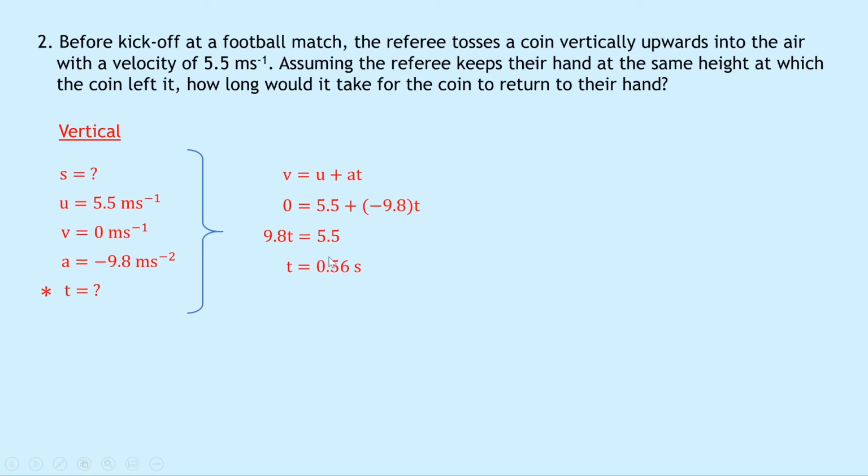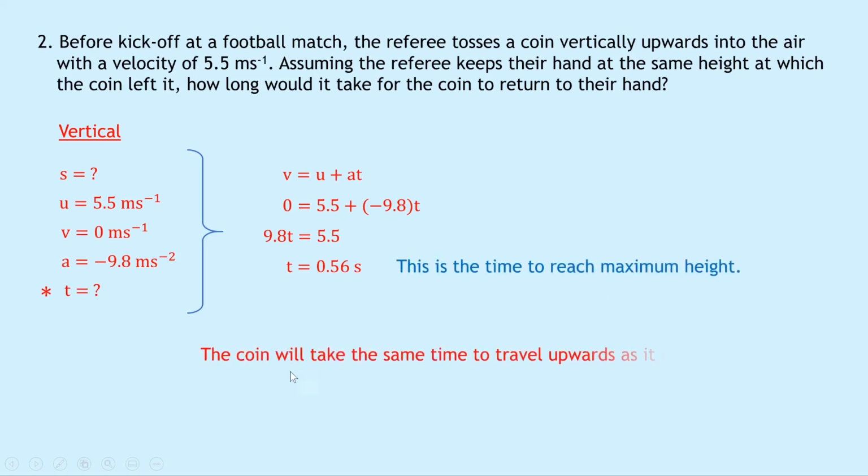Now remember, this is just the time for the first half of the coin's motion, but it says in the question that the coin is going to return to the hand which has been kept at the same height that it was to begin with. So we can say that this is the time to reach maximum height, but the coin will take the same time to travel upwards as it does downwards. So you might be thinking that we can find the total time of flight by just timesing by 2. So the total time of flight is equal to 2 times the 0.56 seconds, which equals 1.1 seconds.